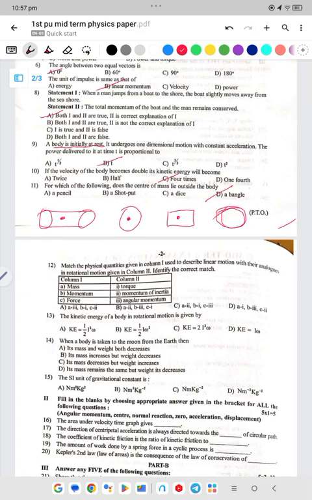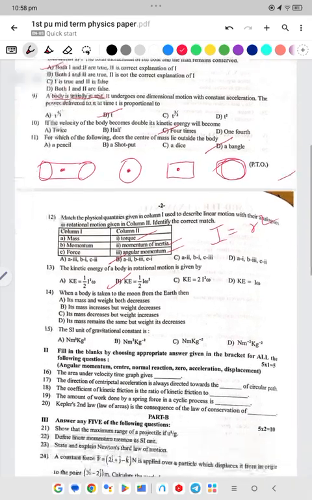Next one, physical quantities given in column 1 to describe the linear motion with their analogues in the rotational motion in column 2, identify the correct one. So mass is moment of inertia. No doubt it is the moment of inertia, that is I is equal to mr square, where momentum is angular momentum and force is nothing but torque. Therefore the option is B. The kinetic energy of a body in rotational motion is given by, it's a direct question, K is equal to half I omega square, that is option B.